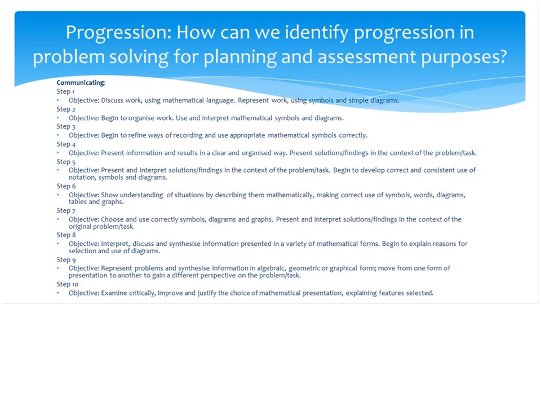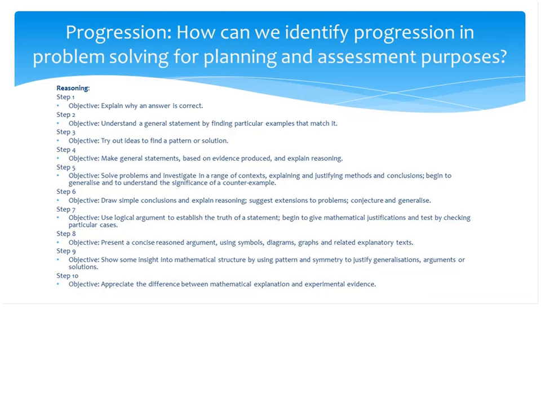Now, progression within problem solving is very difficult, so we have to look at the strands within problem solving. One of the strands is communicating, and that can be done in any way that is right for that child at that time, or that group. There are about 10 steps going from the very simple discuss work, use mathematical language and represent it, to examine critically, improve and justify, explaining. Another strand is reasoning, logic and proof. Step 1, the first rung of the ladder, is explain why an answer is correct, and then right through to step 10.